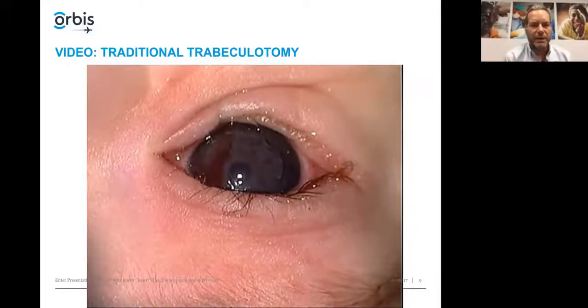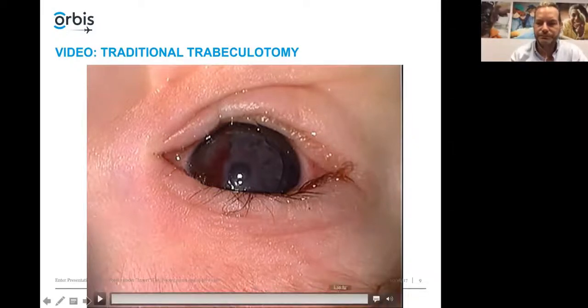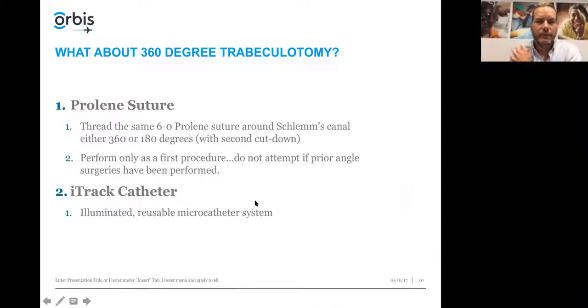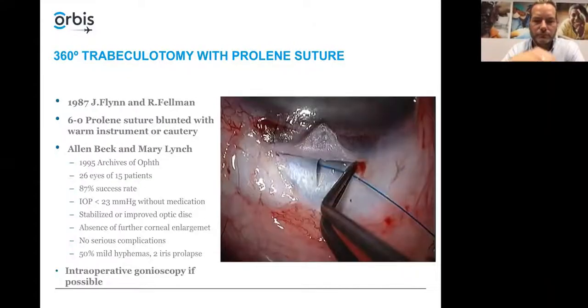So those are kind of the basic steps of doing a trabeculotomy the traditional way, but there are other ways to do this. The Prolene suture, so you can thread that around and do these 360 trabeculotomies, or there are the catheter systems, and we'll talk about both of these. The Prolene suture technique is not new. It goes back 30 years now to some of the initial descriptions.